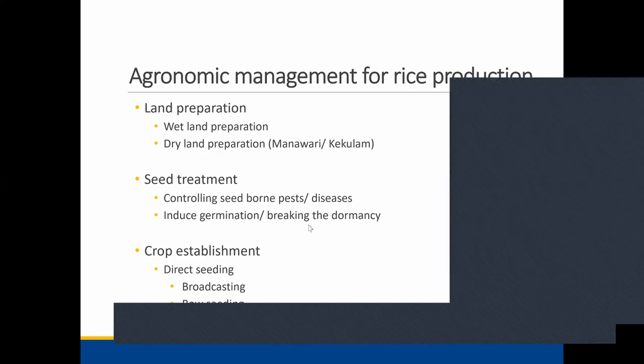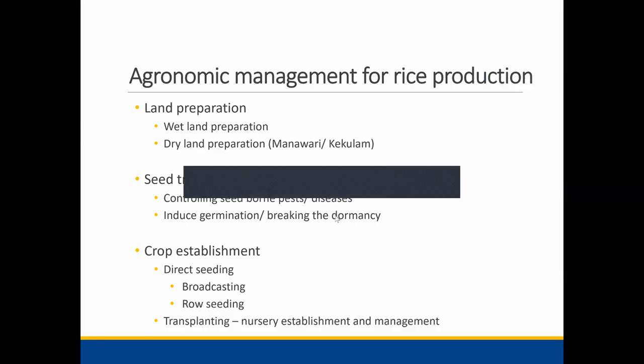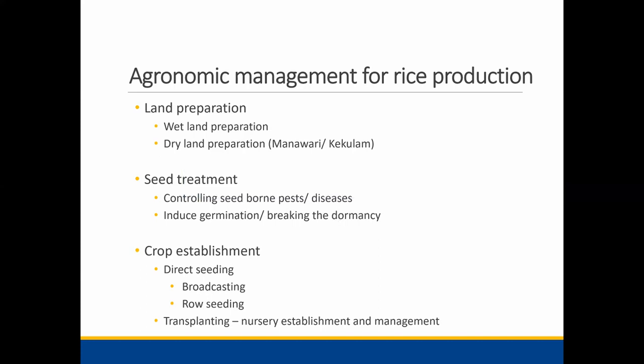Okay, so you can remember, in the last class we completed the growth stages, and then we moved to the outline of the management of rice production. We said that we'll start with land preparation. Under that we'll have the wetland preparation method and the dry land preparation method, and then the seed treatment. That's the planting material. And then we will establish the crop.